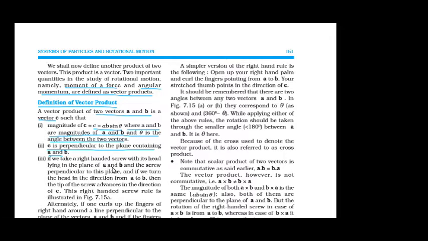If we take the right hand screw rule with its head lying on the plane of A and B and the screw perpendicular to the plane, if we turn the head in the direction of A to B, then the tip of the screw advances in the direction of C. The right hand screw rule is illustrated in figure 7.15a.